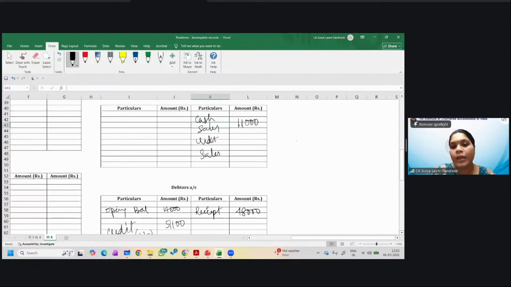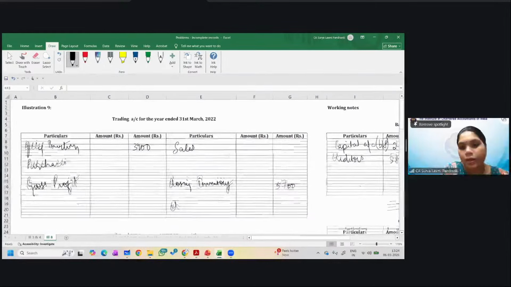Agreed? This is clear. So what is the total sales now? Total sales for the year is how much? It should go to the trading account. Cash sales and credit sales together will go to the sales account. How much is the total? 62,100. Okay, so I'm writing this in the trading account.